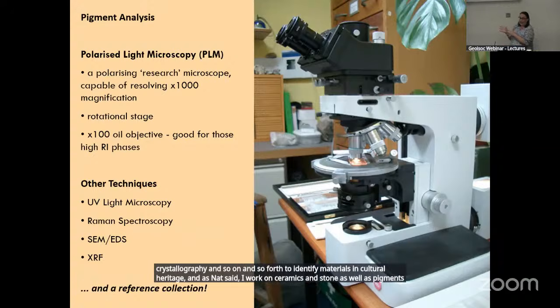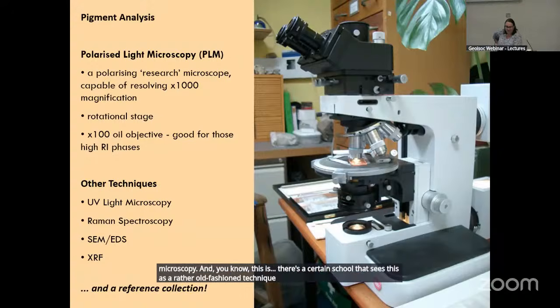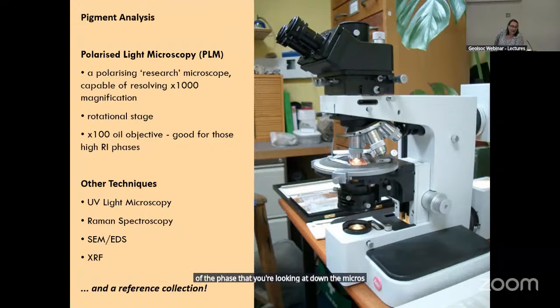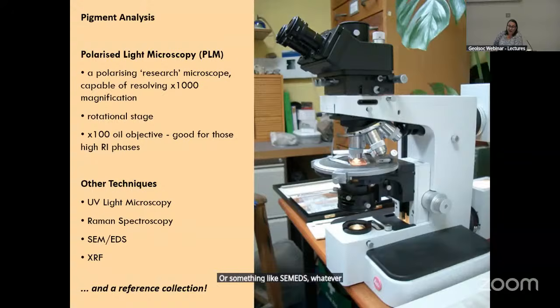My go-to technique is polarized light microscopy. There's a certain school that sees this as a rather old-fashioned technique, but I'd absolutely disagree with that. It's fabulous for looking at pigments because you can see the colour of the phase that you're looking at down the microscope. With any spectroscopic technique or something like SEM, EDS, you don't see colour. And this is intrinsically about human choices to use colour, so that is really important.